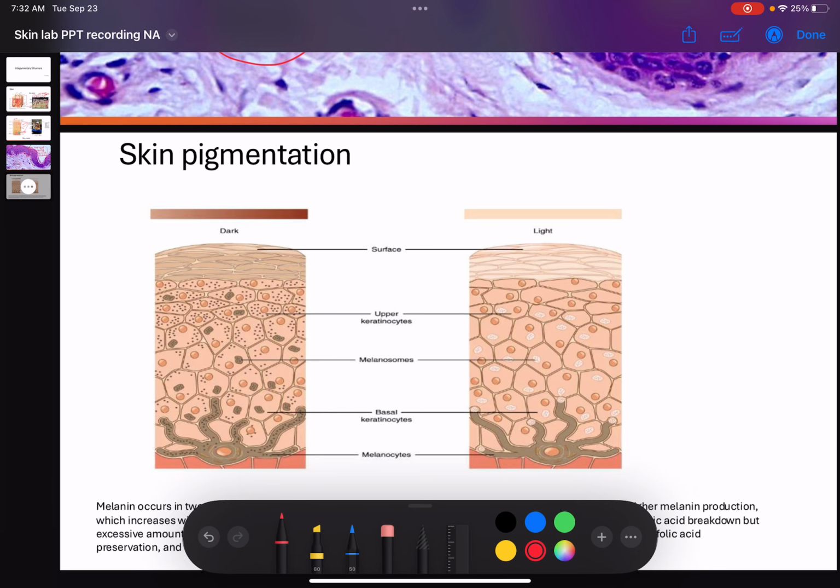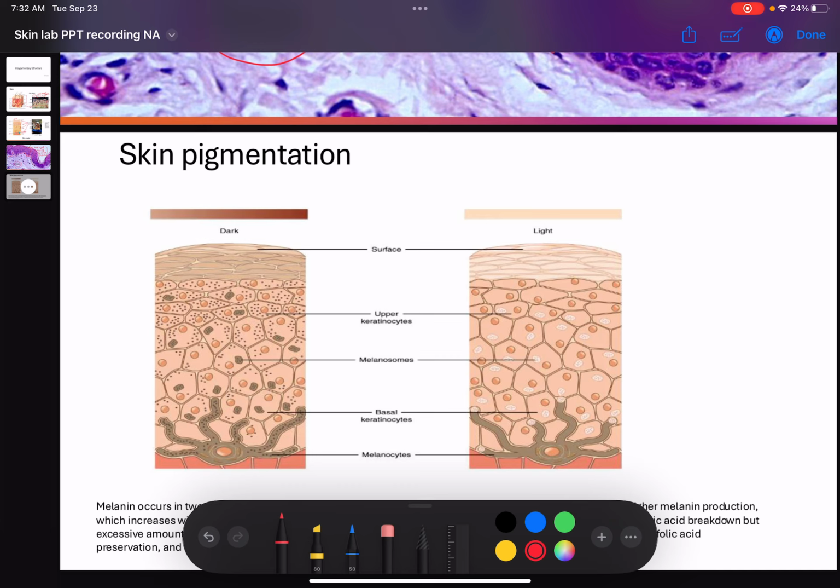Then skin pigments, when we talk about them, melanocytes produce melanin, which is a pigment. So there are 2 different forms. Eumelanin provides the black brown color shades, and pheomelanin gives the red color. So the darker skin results from higher melanin production.